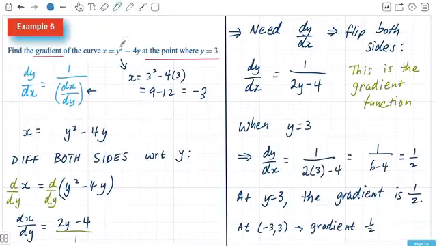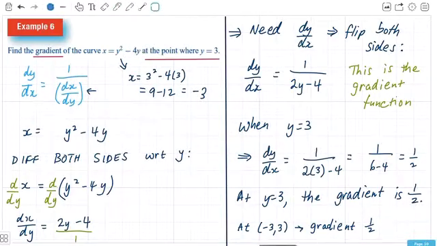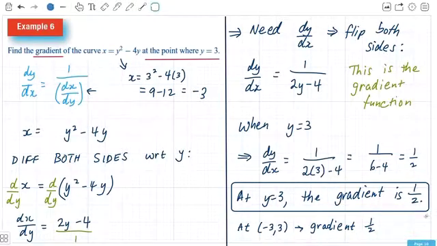If you were to look at this function and look at what the gradient would look like, it would be a half. So it would be a positive gradient and not particularly steep. But in terms of the answer that's required for this question, you don't need to go to this point of finding a coordinate. All it asks you to do is find the gradient of the curve at the point y equals 3, and that is simply a half.